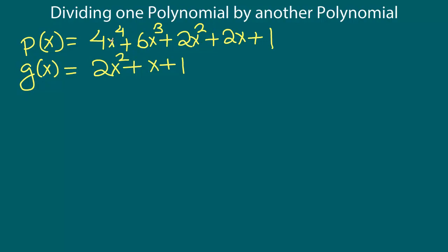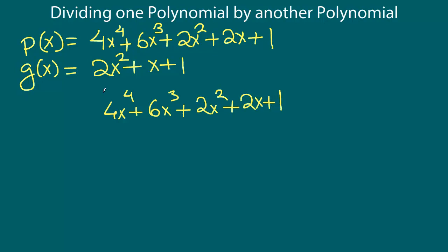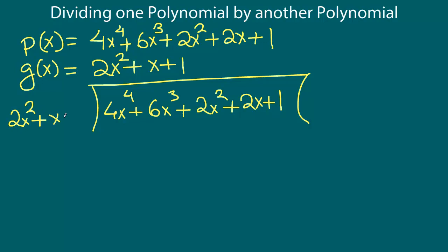If we notice, both polynomials are already arranged in standard form. So let's write it over here. We have 4x to the power 4 plus 6x cubed plus 2x squared plus 2x plus 1. This is going to be our dividend polynomial, and our divisor is 2x squared plus x plus 1. Let's create some working area over here.